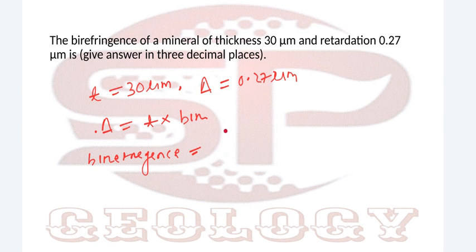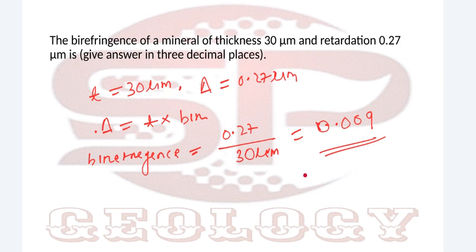It will be 0.27, the retardation, divided by 30 μm. Both are in μm. So 0.27 divided by 30 will be 0.009. So the birefringence will be 0.009.